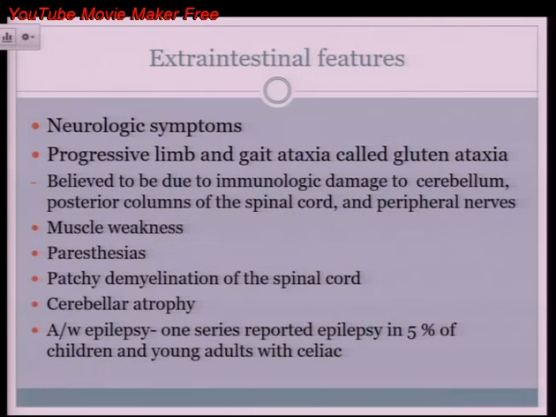They can also have neurological features. This is not that common, but we see it every now and then. Progressive limb and gait ataxia is typically described as gluten ataxia. It's believed to be due to immunological damage to the cerebellum, posterior columns of the spinal cord, and peripheral nerves. They can present with muscle weakness, paresthesias, demyelination of the spinal cord, and cerebellar atrophy. It's also associated with epilepsy, mainly in children and young adults.